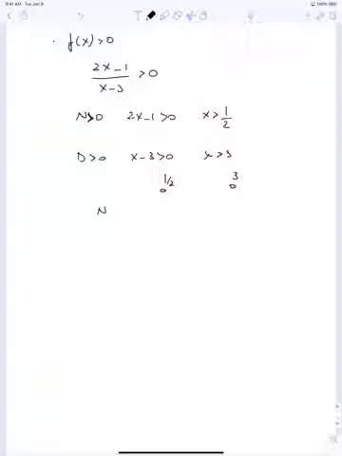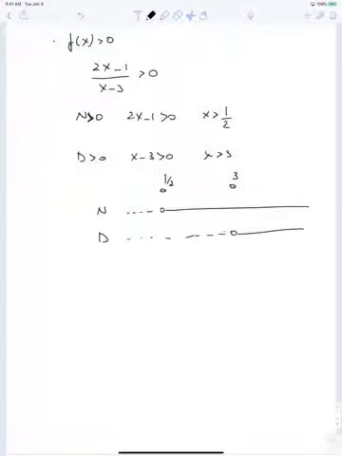The numerator is positive when x is greater than 1 divided by 2 and negative otherwise. The denominator is positive when x is greater than 3 and negative otherwise. Now, we're studying the sign of a fraction. So if both numerator and denominator are negative, then the entire fraction is going to be positive. It's going to be negative here and positive here. So this is f of x greater than 0.